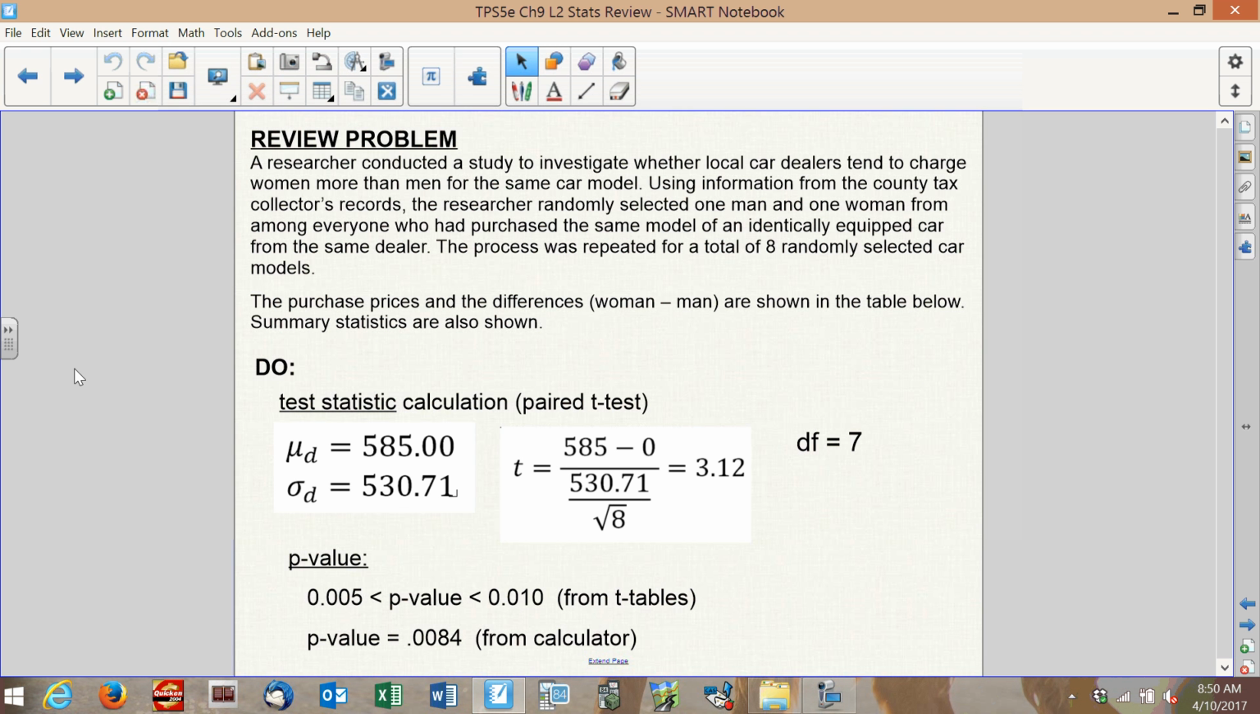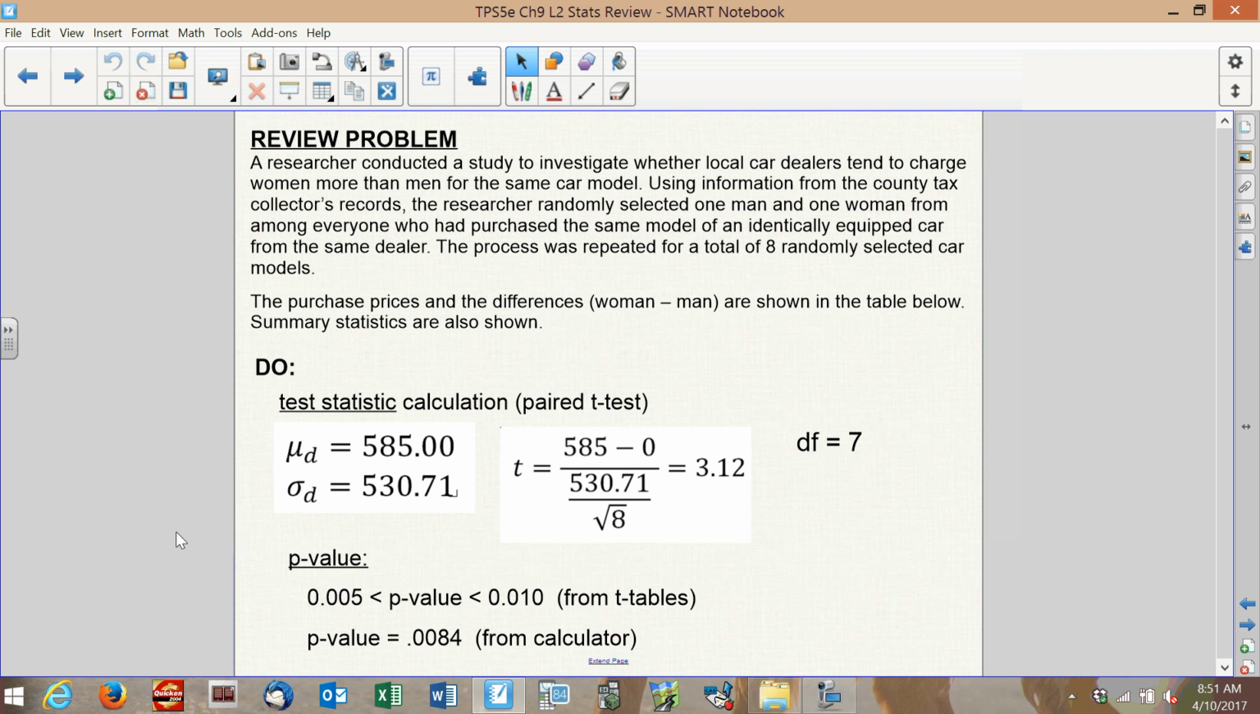Then the do, we calculate the test statistic. We need to find the mean difference and the standard deviation. This was given to you. If it wasn't, you'd have to put the differences into list 1 and do 1-var stats to get the mean and standard deviation. So we define the t statistic.